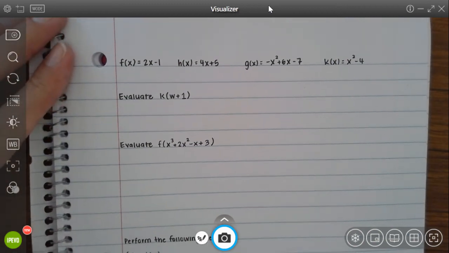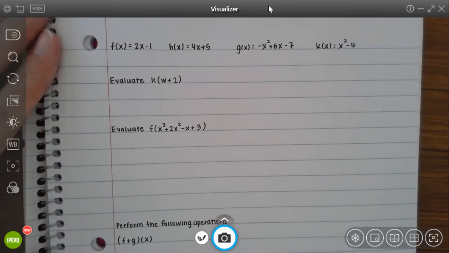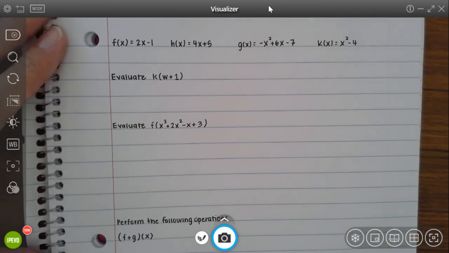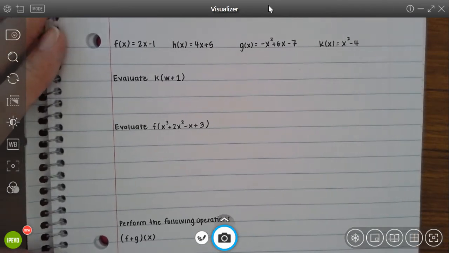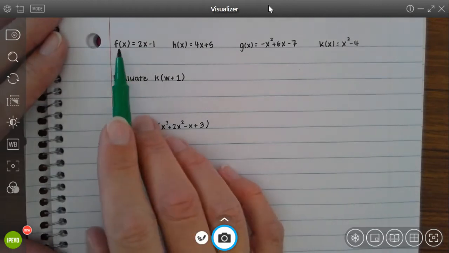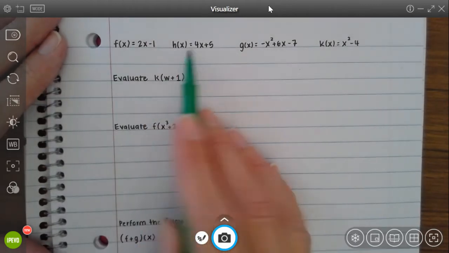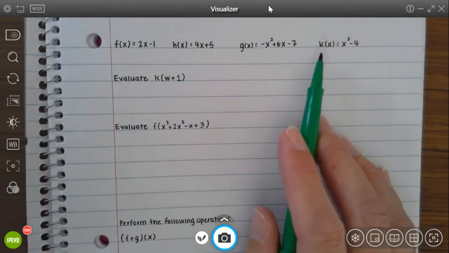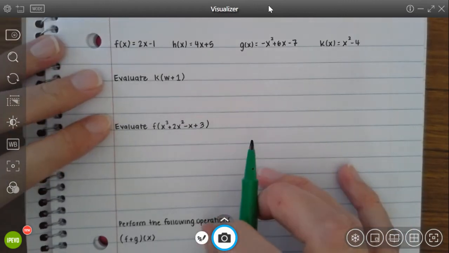I figured it'd be useful for me to go over some of the evaluating and operations examples to help you with your homework for tonight. So here I have 4 functions: an f of x function, h of x, g of x, and k of x function. And I'm going to be using these as I'm going through these examples.